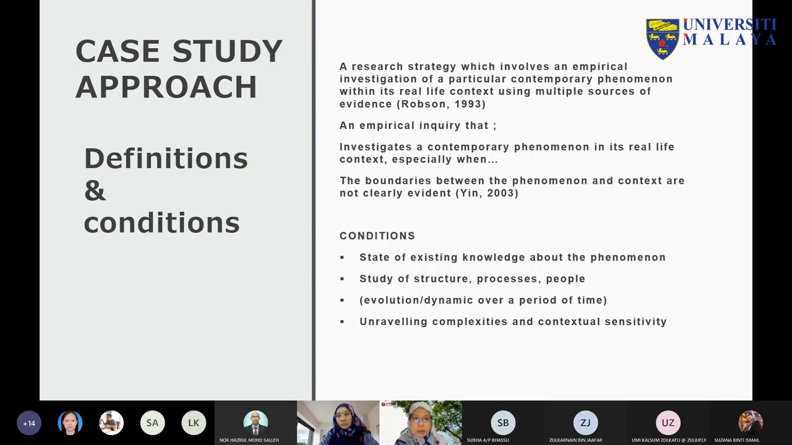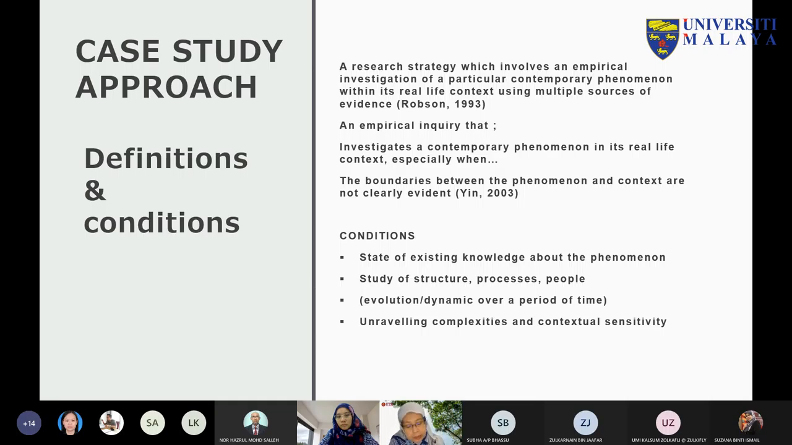Selection of cases. Under the case study approach, by Yin, Robert K. Yin, you need to choose between four types of design. It's either single versus multiple, or holistic versus embedded. So these are the four types of design. Single versus multiple, or holistic versus embedded.